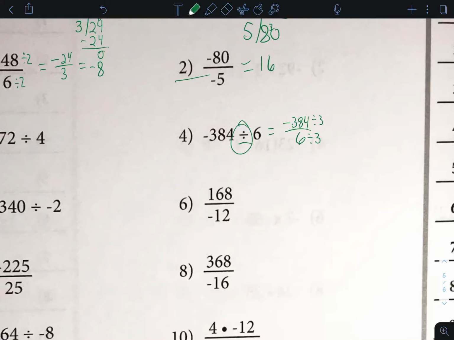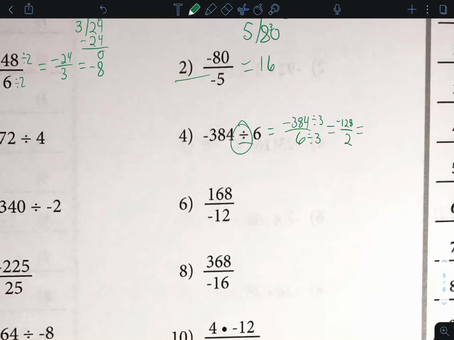And I don't know if this can, but I'm going to try to reduce the top by 3. 6 divided by 3 equals 2. 384 divided by 3 is, well, 3 fits into that first number 1 time. 3 fits into 8 twice. And 3 fits into 24 8 times. And it was negative, so this is still negative. So I have negative 128 divided by 2. So that means I'm going to cut 128 in half. Half of 12 is 6. Half of 8 is 4. So the answer is negative 64.